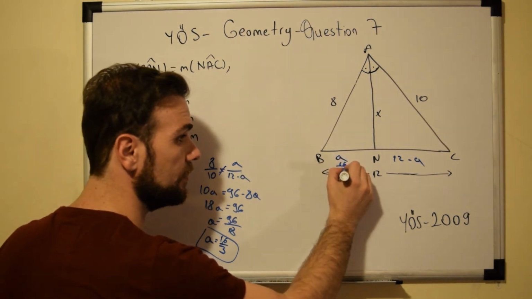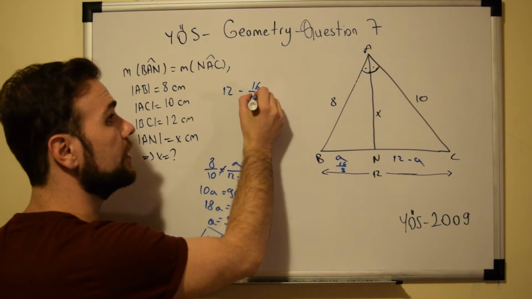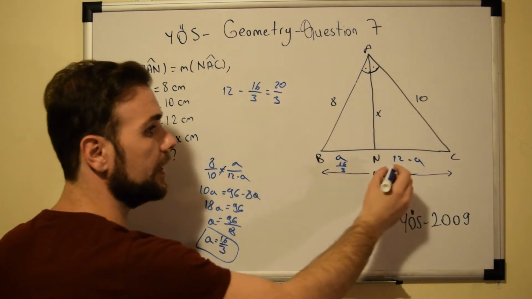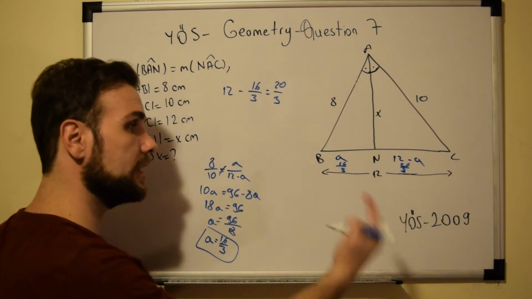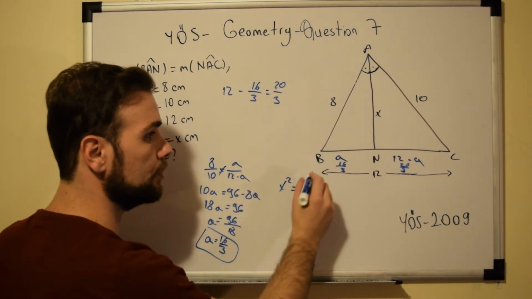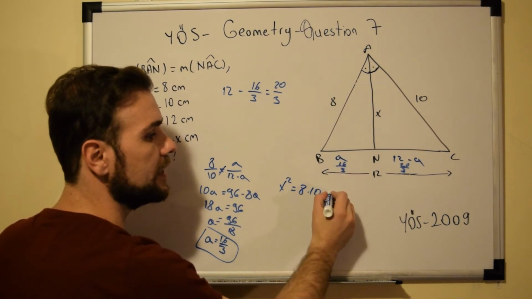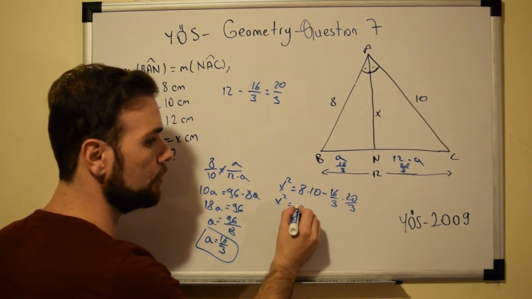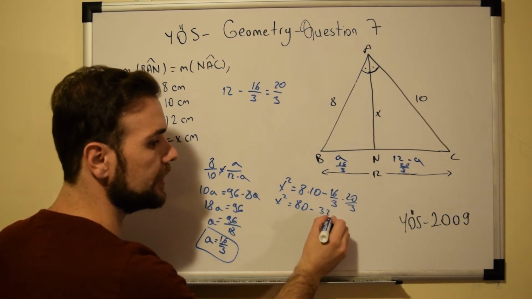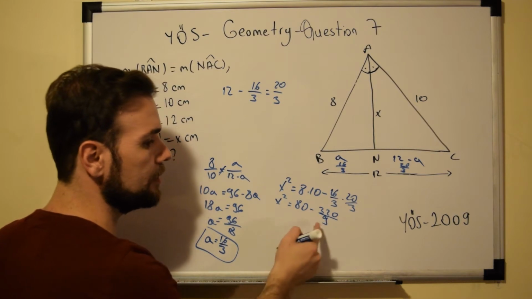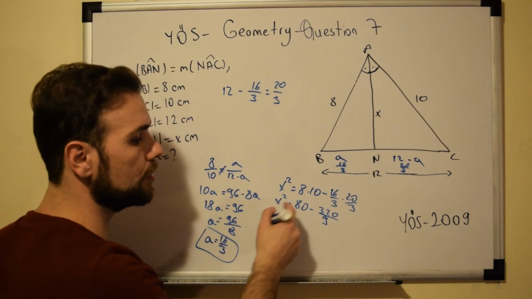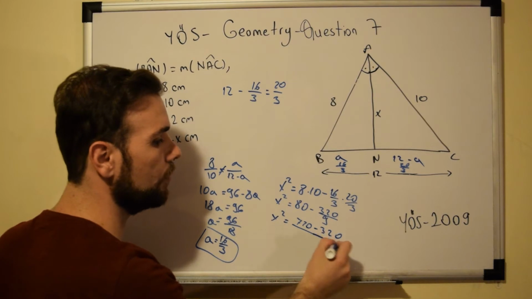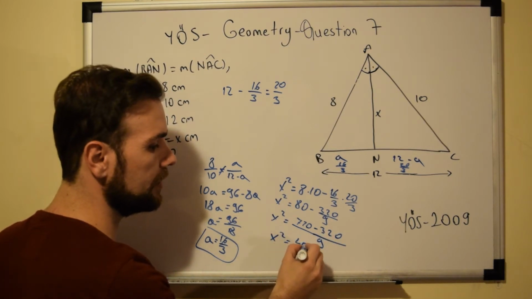So this side is equal to 16 over 3, and this side will be equal to 12 minus 16 over 3, which is 3 times 12 is 36, minus 16 is 20 over 3. So this side is equal to 20 over 3. Now let's apply the second rule, which is x squared is equal to 8 times 10 minus 16 over 3 times 20 over 3. So x squared is equal to 80 minus 320 over 9. So 9 times 80 is 720, so we have 720 minus 320 over 9. So x squared is equal to 400 over 9.